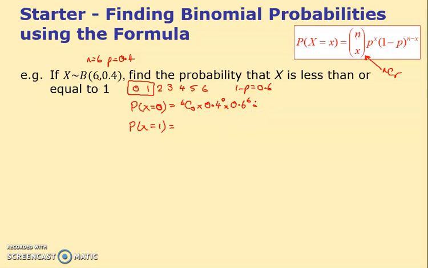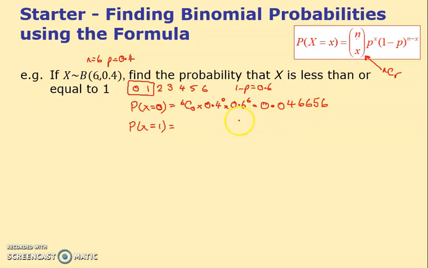And I'm just going to type it into my calculator. So 6C0 I know is always equal to 1. 6C0 times by 0.4 to the power of 0 times by 0.6 to the power of 6. According to my calculator, I'm going to do it to 4 dp or something like that. In fact, I'll write it all down. I get 0.046656.